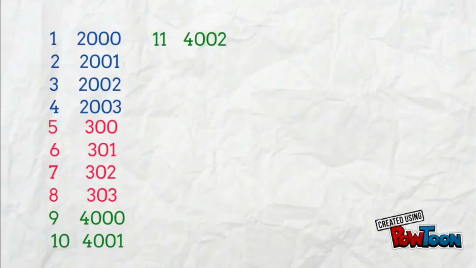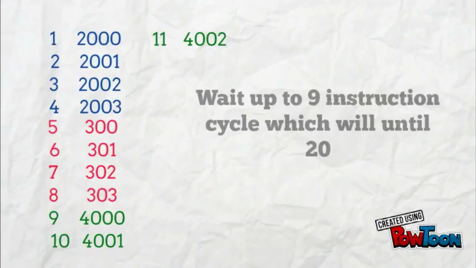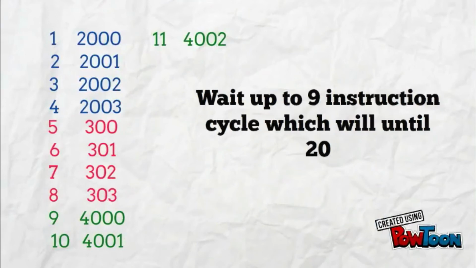Oops! Why does it stop at 11? This is because process B requests an input-output resource at instruction cycle 11 and waits up to 9 instruction cycles. So, process B will enter the blocked state at time 12 and be released at time 21. Let's see what happens at time 12.